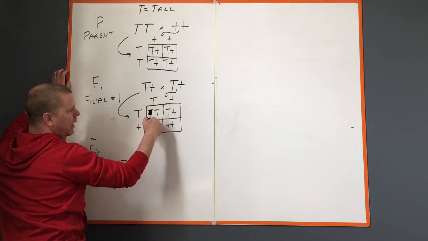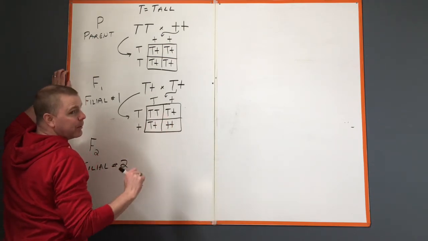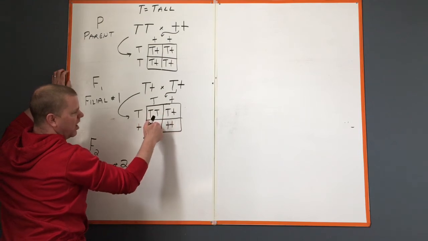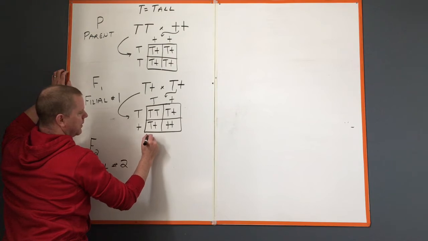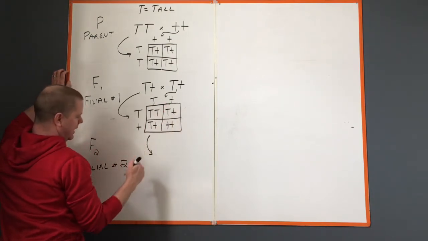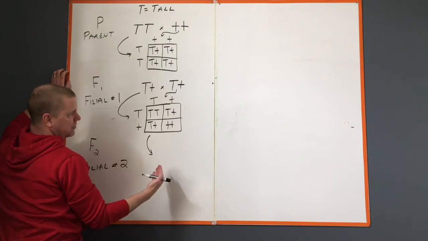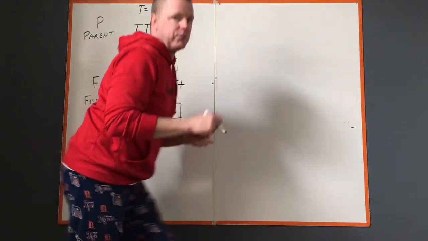So we'd have a 1 to 2 to 1 genotypic ratio. Our phenotypic, what it looks like, would be tall, tall, tall, and short. So we'd have 3 to 1. And then likewise, if we were going to keep going, which I'm not, we would then take 2 of these. We could just pick any of them. We'd cross them again to have another generation, and so on and so forth. But that's what P, F1, and F2 stands for.